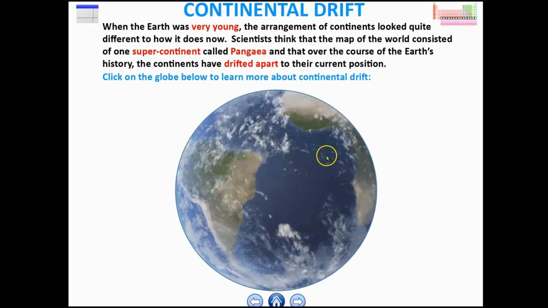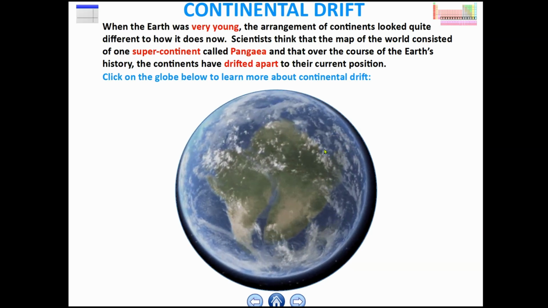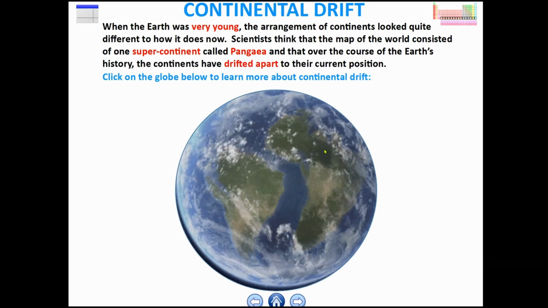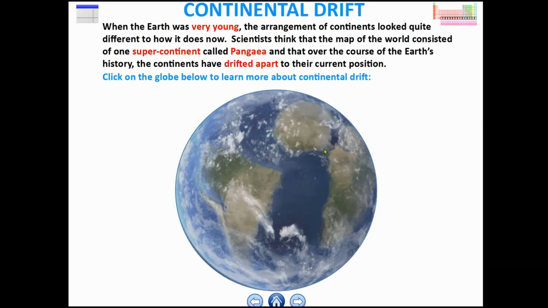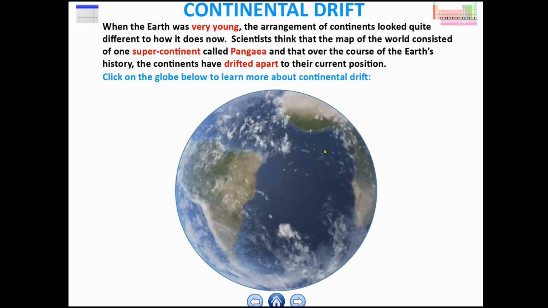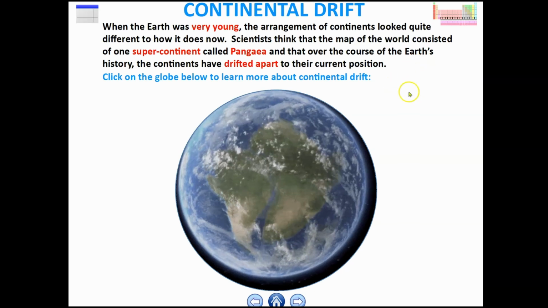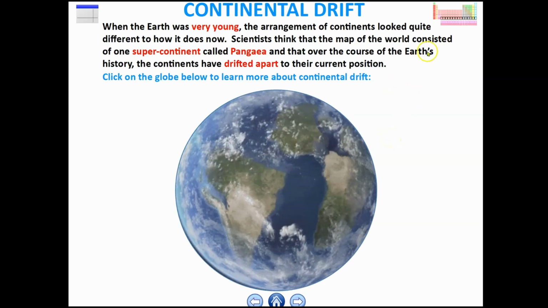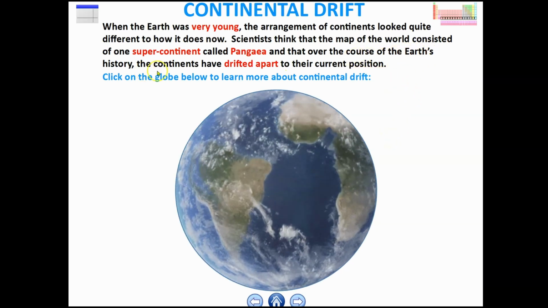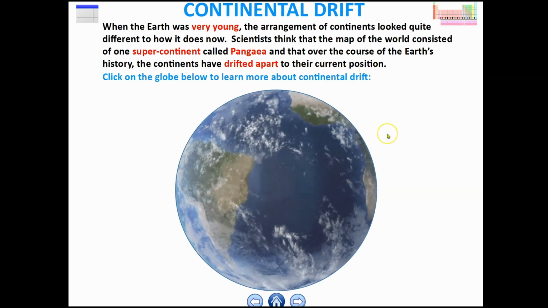So we can see the continents spreading out, and this is happening over millions of years. Because it happens so slowly, it's one of the reasons why it took scientists so long to take these ideas on board. Scientists think the map of the world consists of one supercontinent called Pangaea, as we mentioned, and over the course of the Earth's history, the continents have drifted apart from their current position.